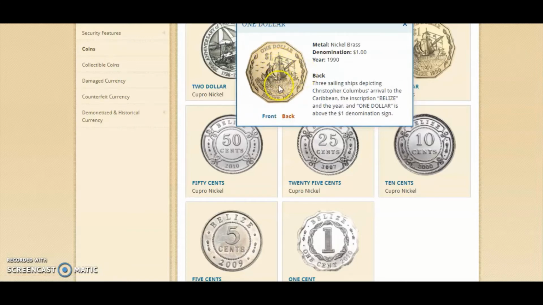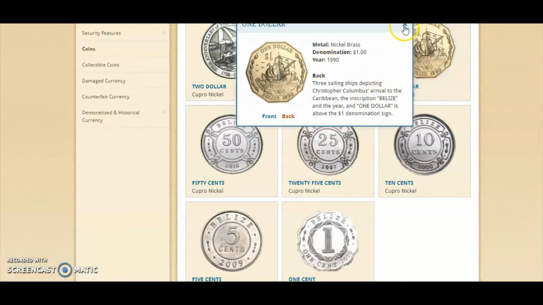And the ship that it has, remember we did Christopher Columbus. We spoke a little bit about him, and we changed the name of the day from Christopher Columbus Day to Pan American Day. So this dollar that we used to have in 1990 represented the 3 sailing ships of Christopher Columbus arriving in Belize. So cool fact to know.